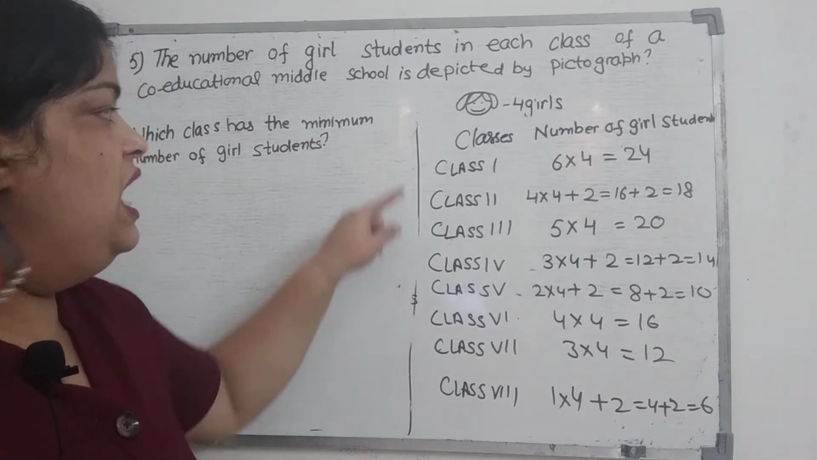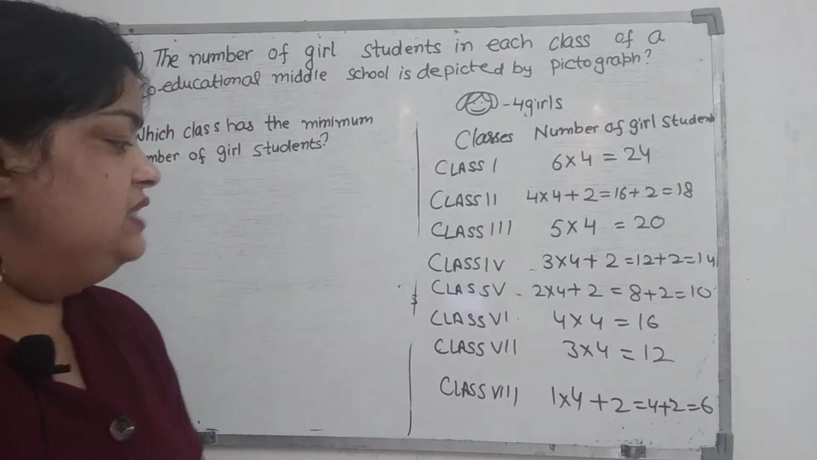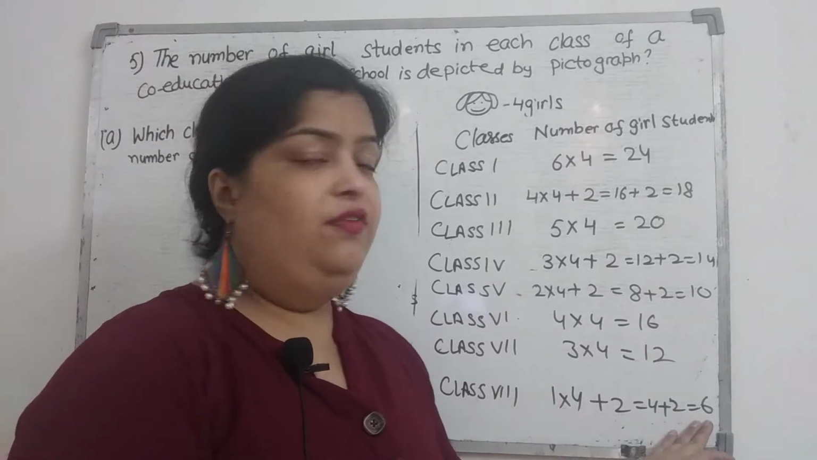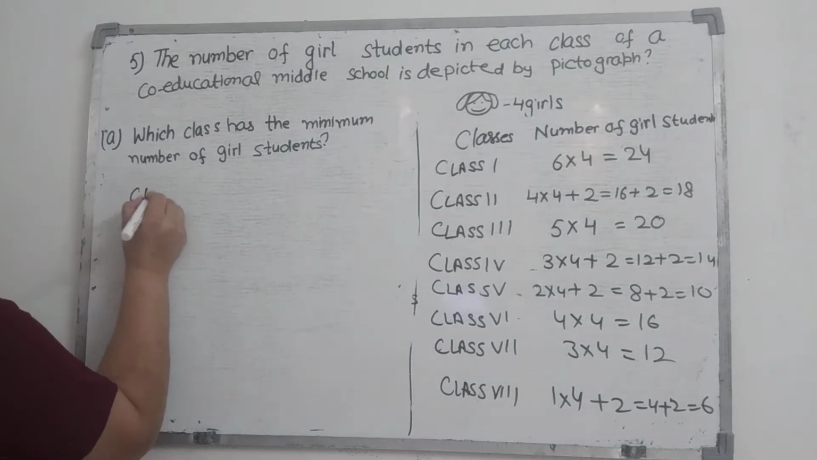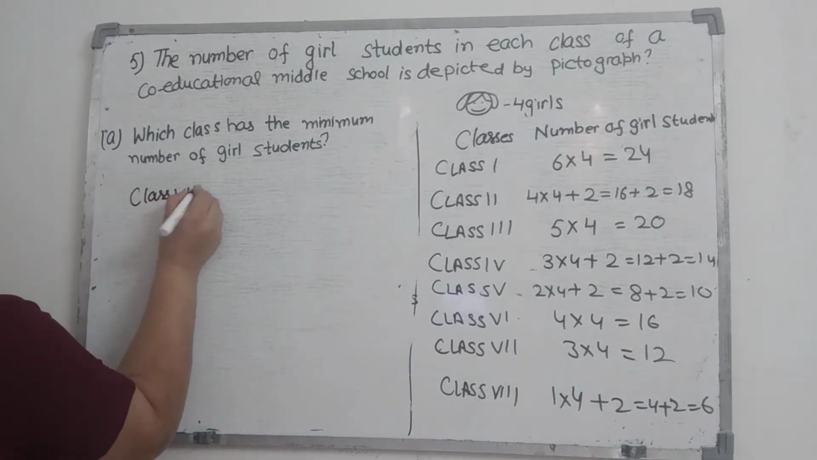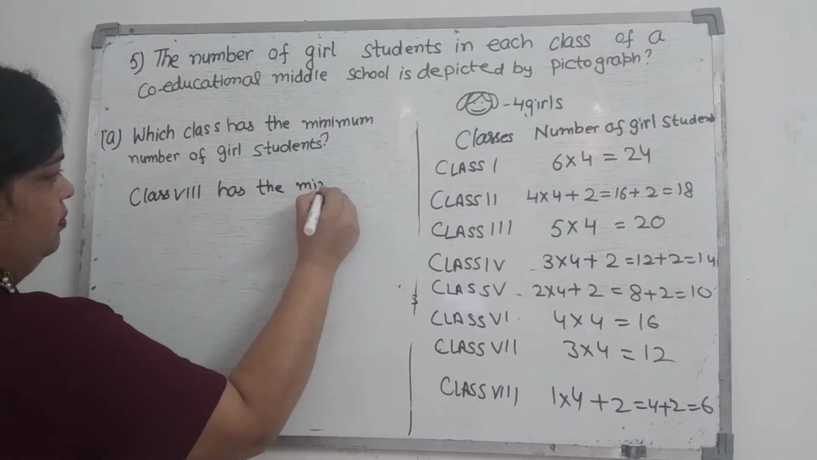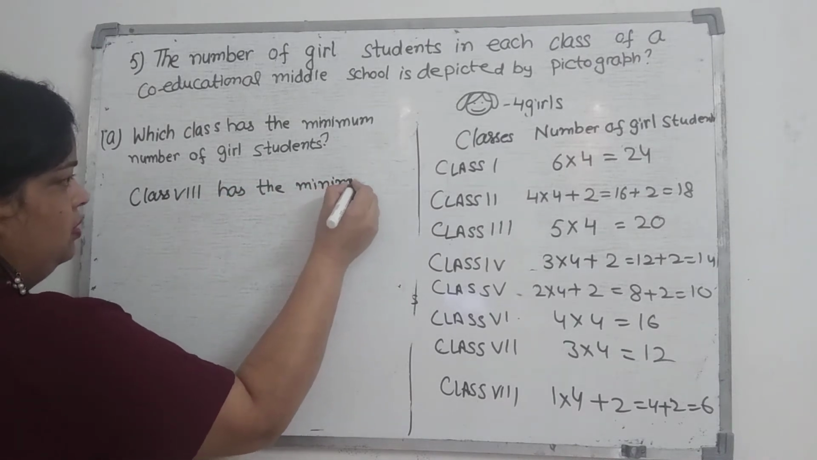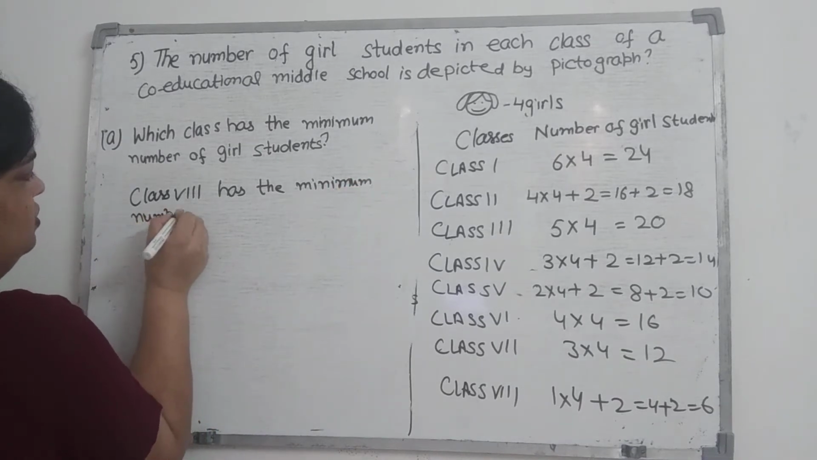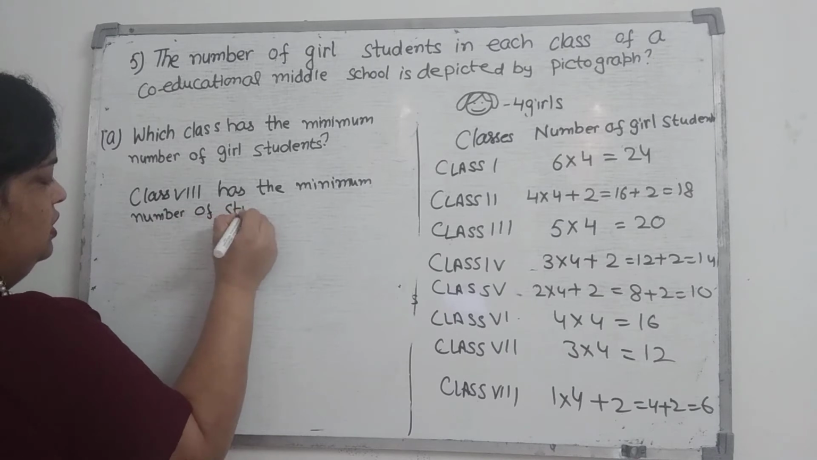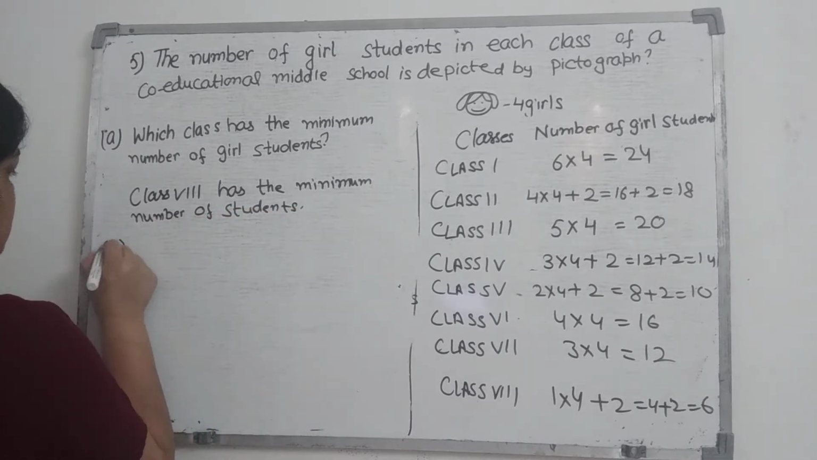You can see every class has a different number of girl children, but class 8 has the least number of girl students. So we will write class 8 has the minimum number of students. Clear? Very easy. Nothing is difficult in it.